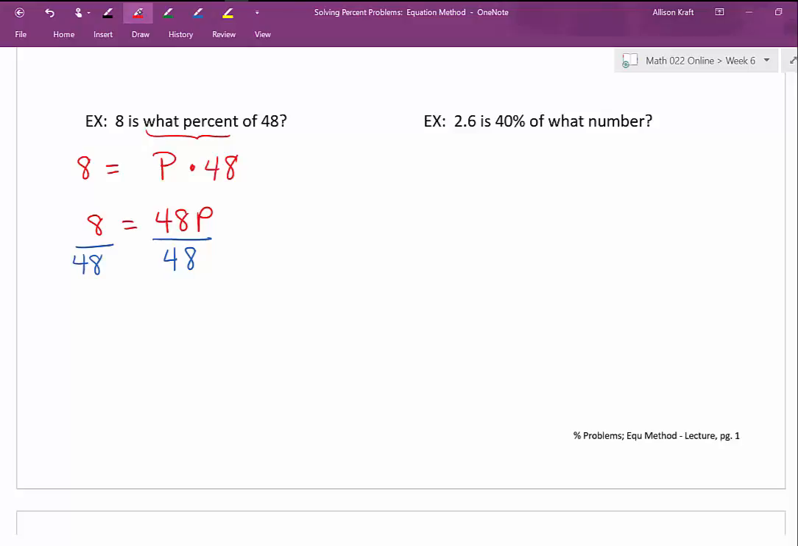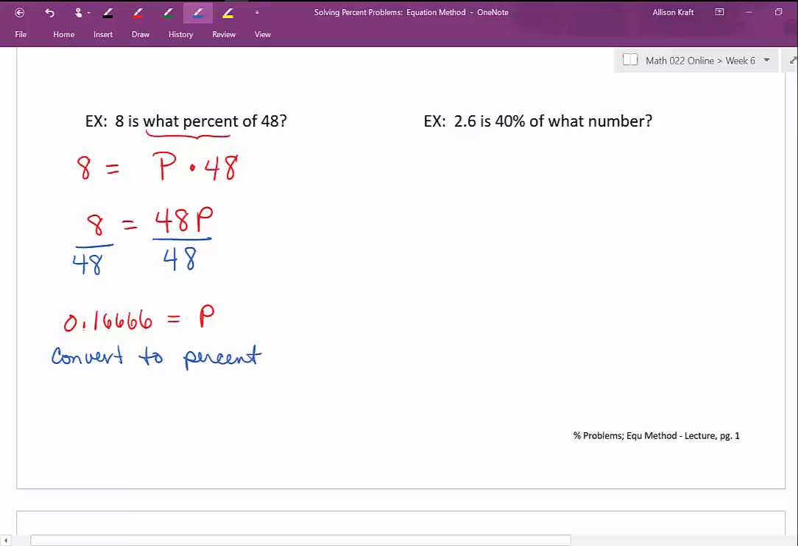To solve for p, all we need to do is divide both sides by 48. When we do that, we end up with 0.1666 equal to p. I now need to convert this decimal to a percent. We convert our decimal to a percent by moving our decimal point 2 to the right. We end up with 16.6 repeating percent.